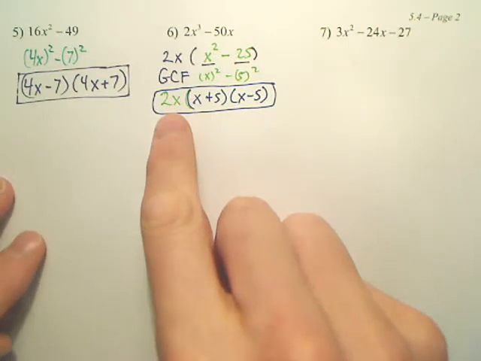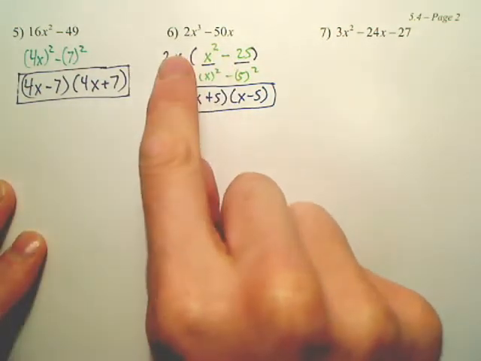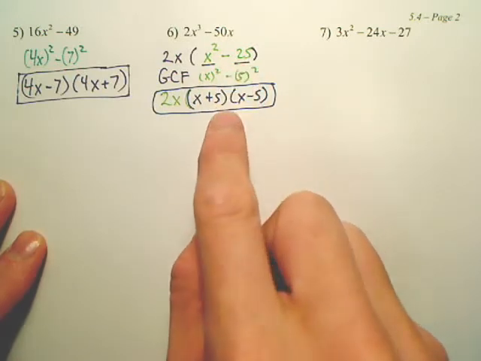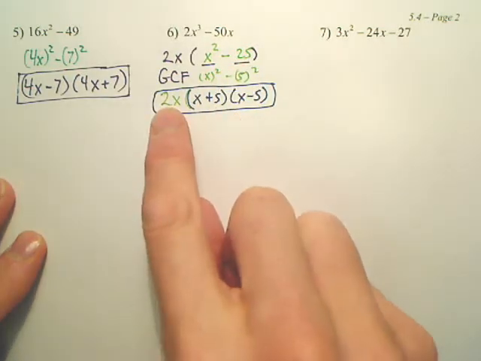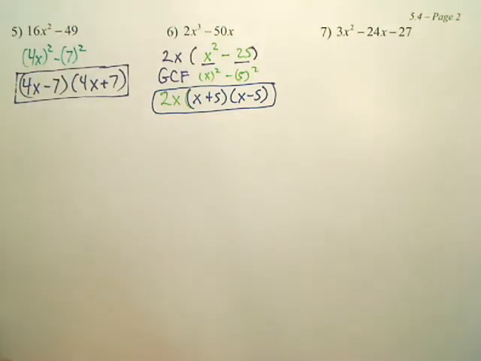Do you see this green 2x? People forget it all the time. What they'll do is pull it out, and then keep factoring this. They'll write their answer and forget the 2x. Don't forget it. The GCF gets lost a lot. It's just a common mistake by people.